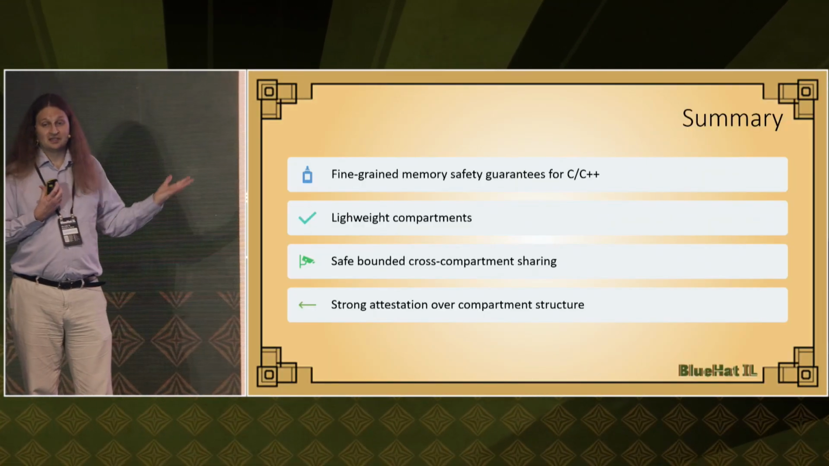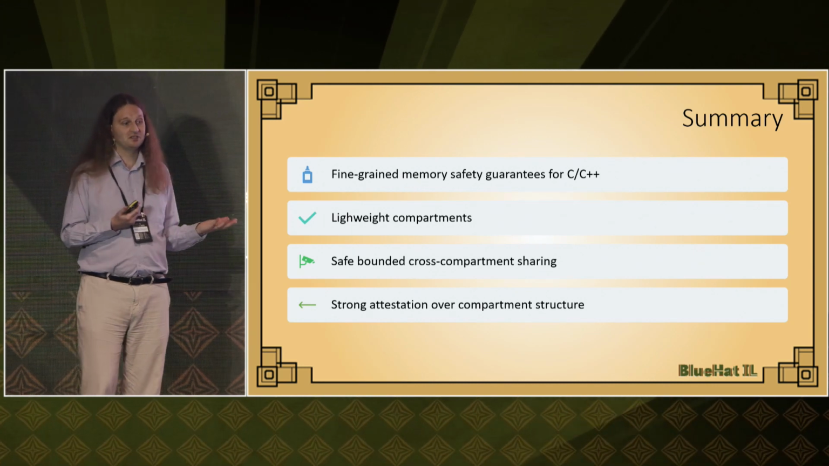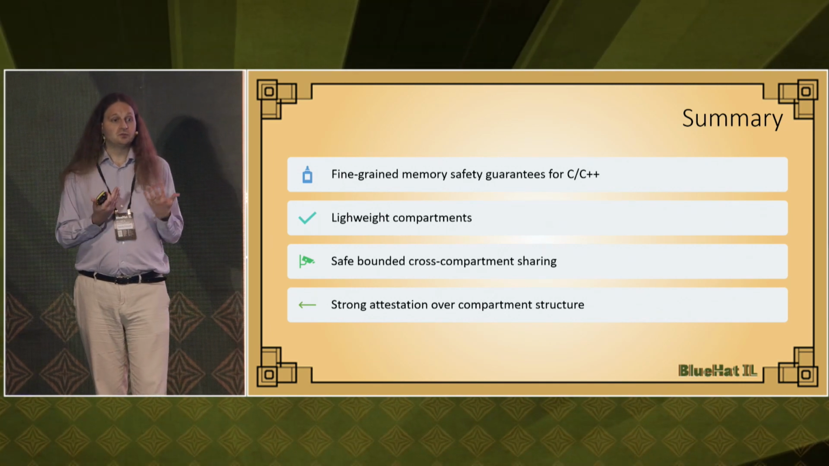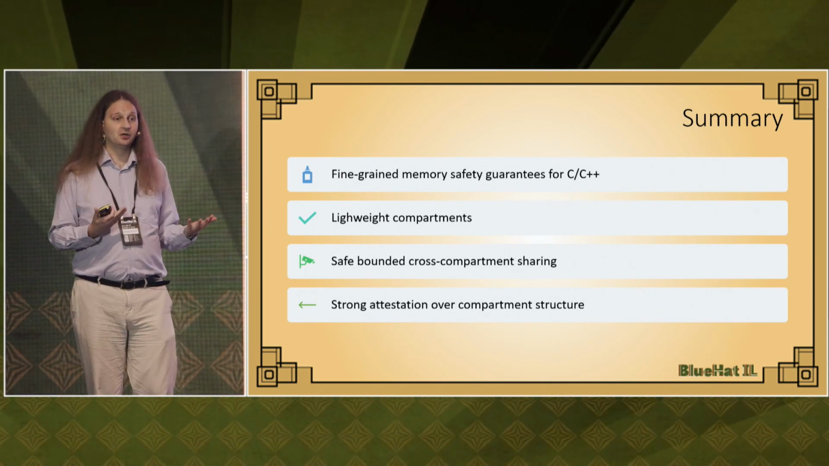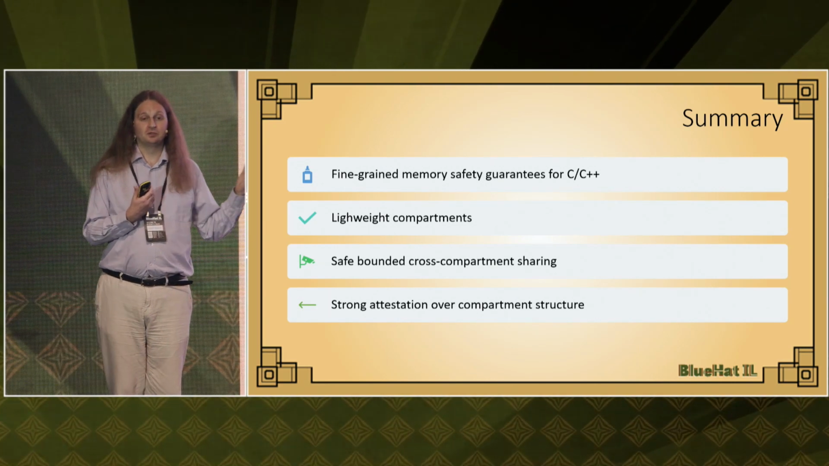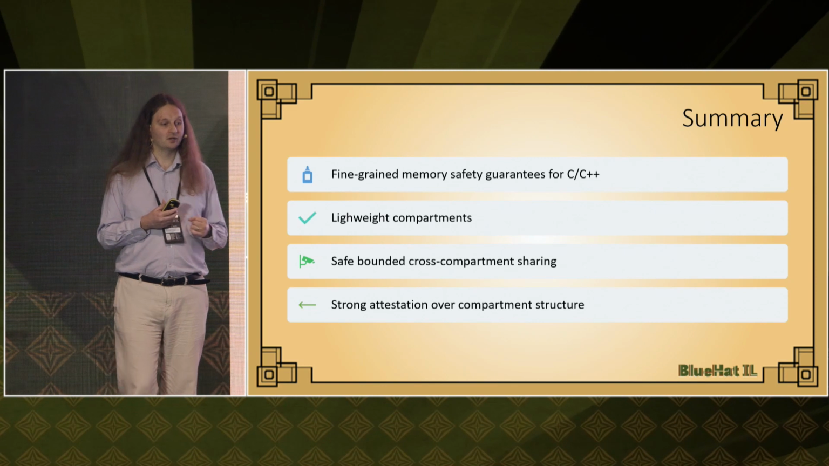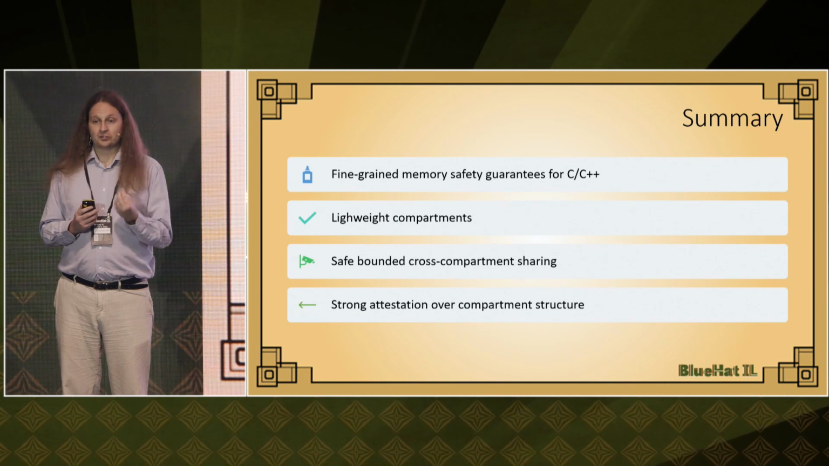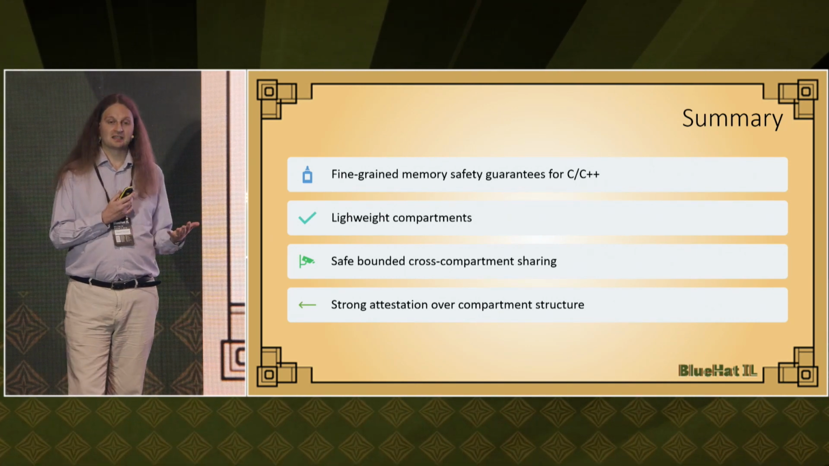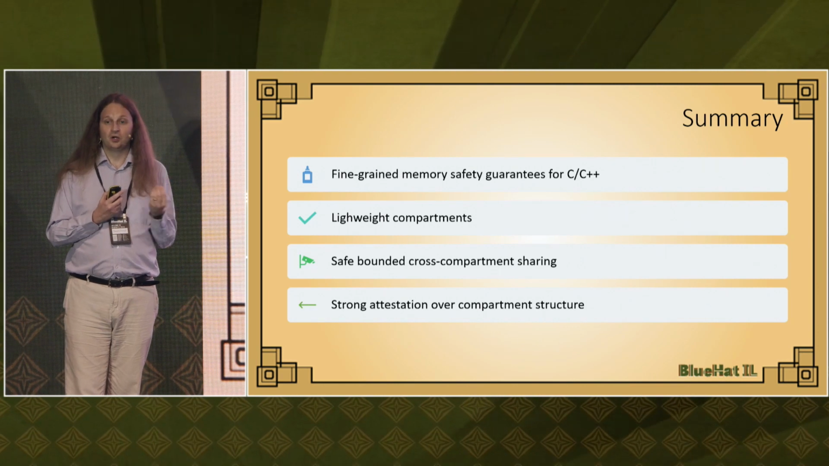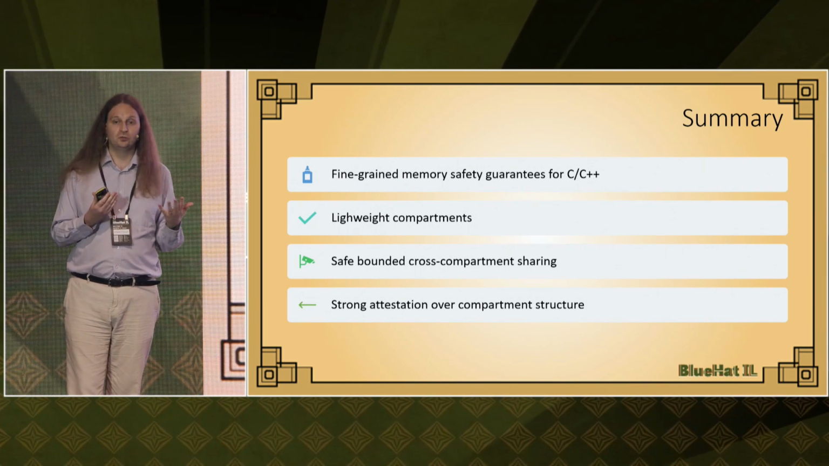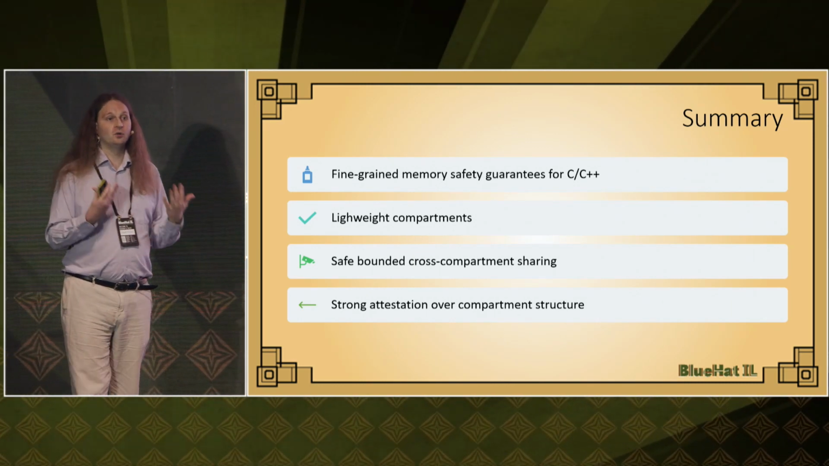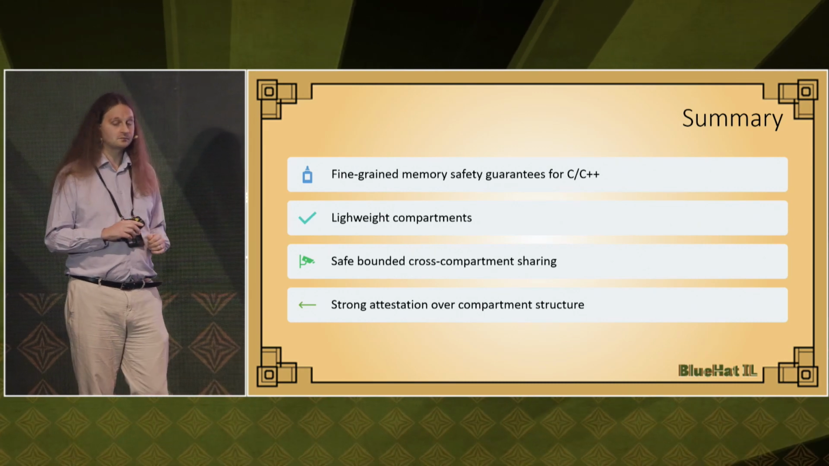So with this system, we can give you fine-grained memory safety guarantees for existing C and C++ code bases. We can give you tools for lightweight compartmentalization, for decomposing those things into multiple mutually distrusting isolated environments. We give you safe cross-compartment sharing, and we also give you a way of building strong attestation, signing policies over the structure of this thing. So if you've got two vendors both needing to run things on the same device, we give you a way of building an audit trail for all of that.